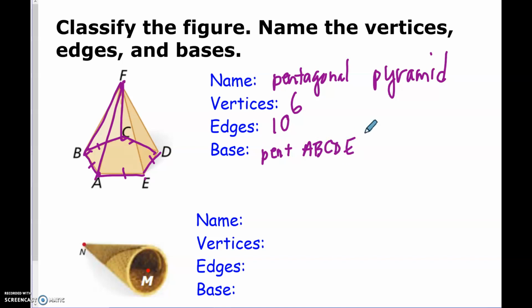All right, the name of this next figure is a cone. And how many vertices has? It has 1. It is vertice N. How many edges? There are no edges in a cone. And the base is a circle with center at M. So we would write it like that. Circle with center at M.